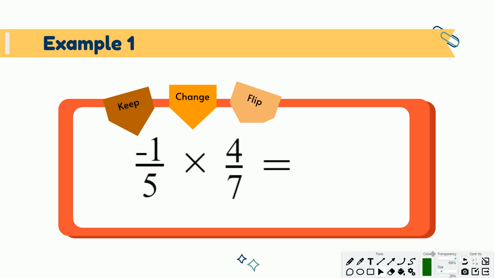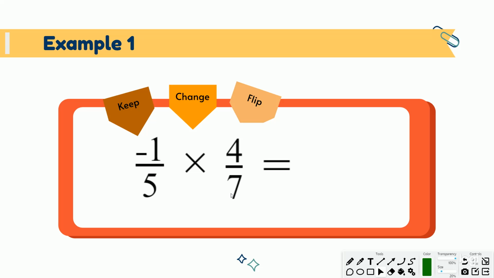Next, I need to see if there's anything I could cancel. I have a 1 here, which is already the lowest number, so I can't do anything with that. I have a 5 here. No other numbers go into 5, no other numbers go into 4, and no other numbers go into 7. So there's nothing I need to cancel on this one.